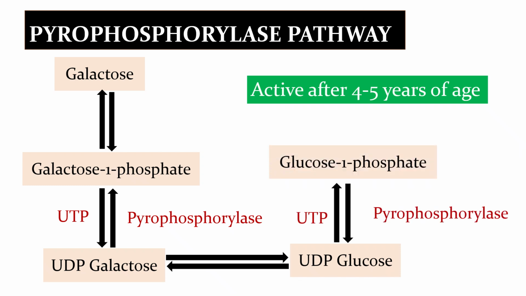This UDP glucose in the presence of pyrophosphorylase can get converted to glucose 1-phosphate, and this reaction will release UTP. This glucose 1-phosphate can now be converted to glucose 6-phosphate, and glucose 6-phosphate can enter glycolysis or pentose phosphate pathway.